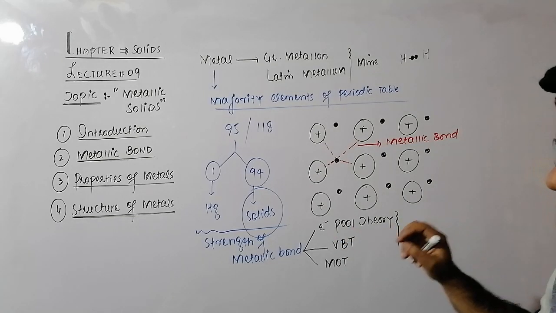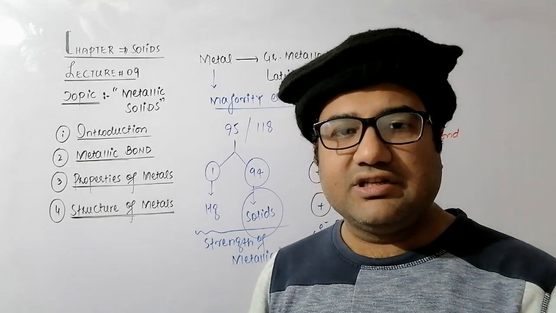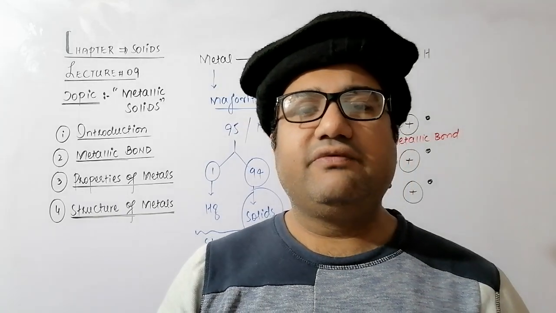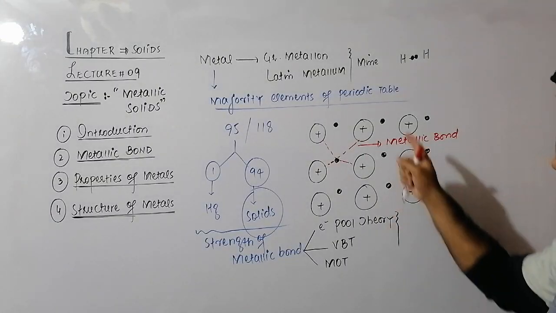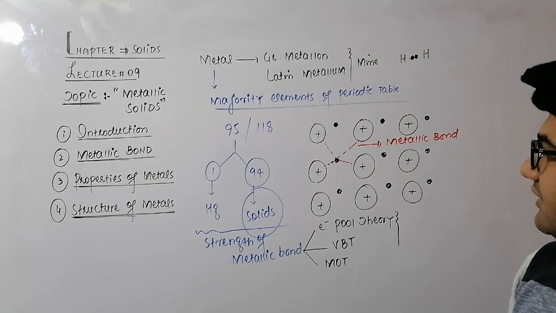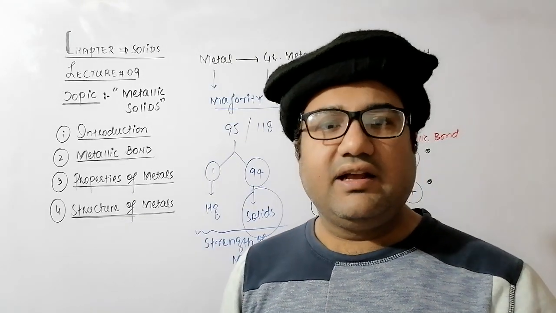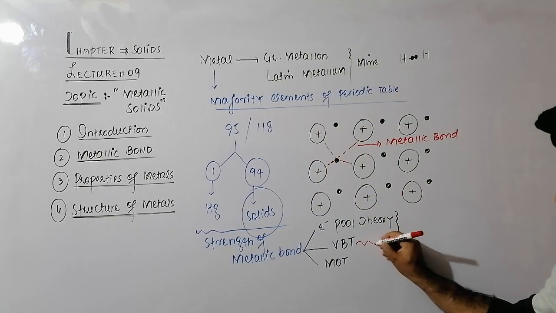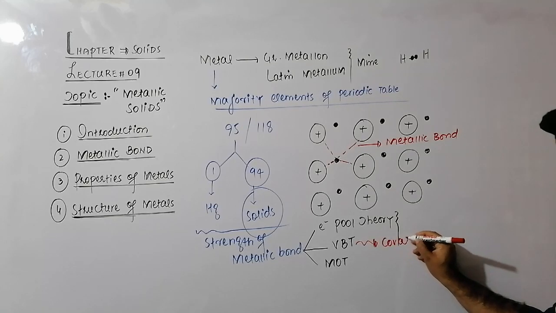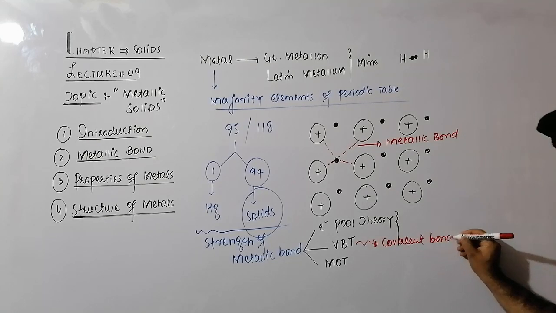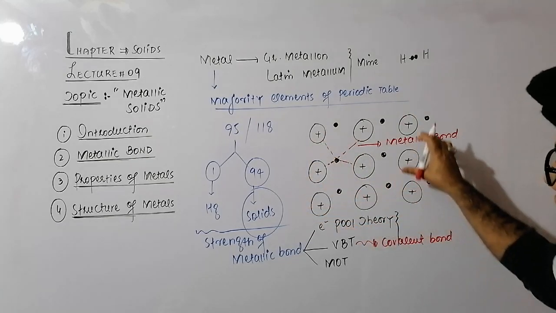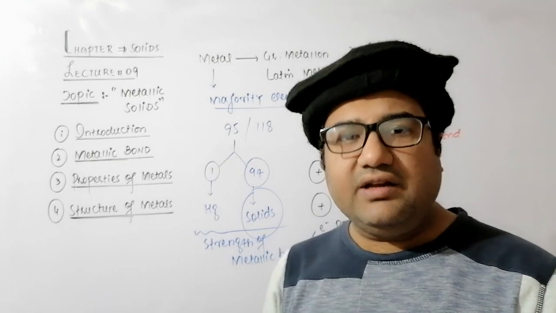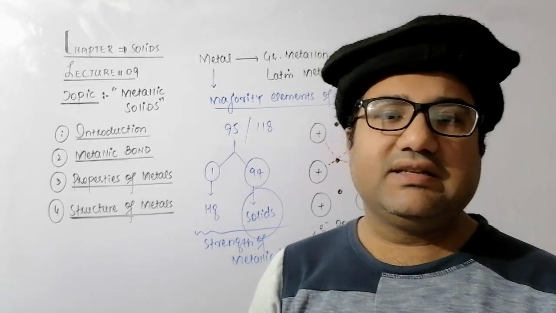This is the electron pool theory or electron sea theory, according to which there is a sea of free electrons in which the cations are embedded. The force of attraction between these free or delocalized electrons and the cations of the metal is called the metallic bond, which is just like the ionic bond, a non-directional bond. Now VBT says that the metallic bond is actually a covalent bond because these electrons are shared between all the cations, and the bond which is due to the mutual sharing of electrons is the covalent bond.